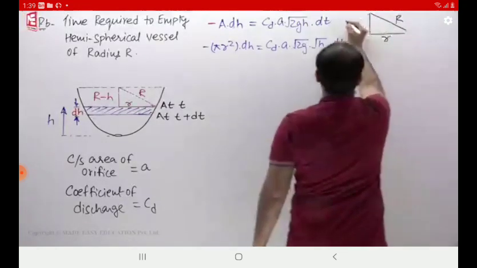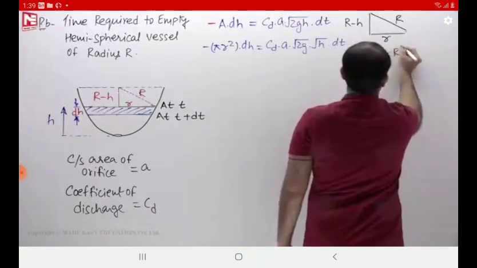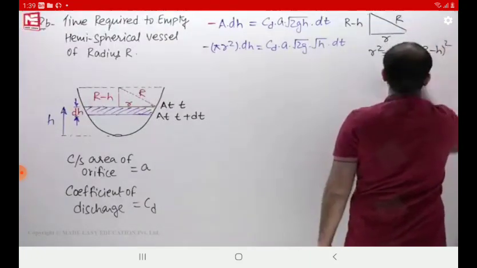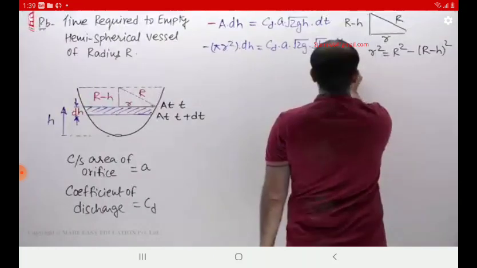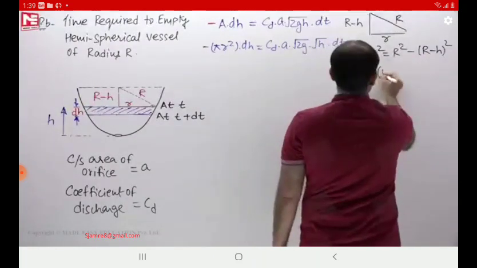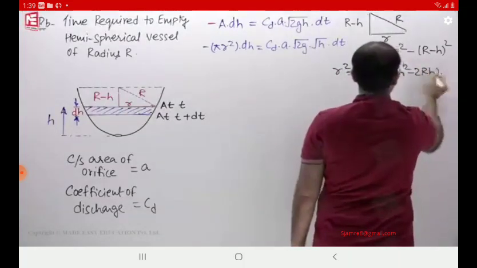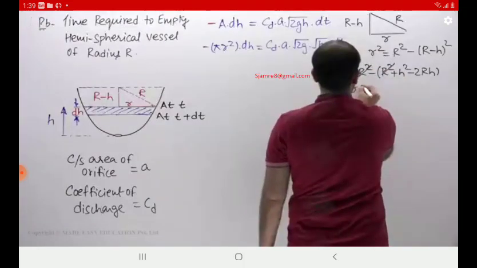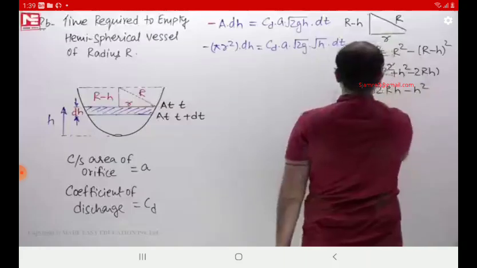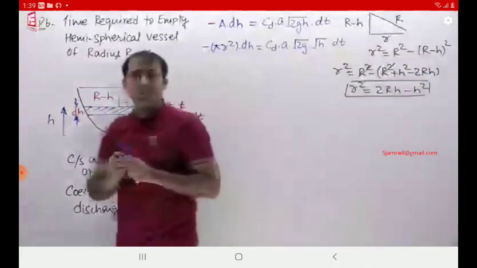Small r, capital R, this is r minus h. R square is equal to r square minus (r minus h) whole square. So this r square is equal to r square minus r square plus h square minus 2r into h. But this cancels, so r square is equal to 2rh minus h square. This thing I am going to use here.